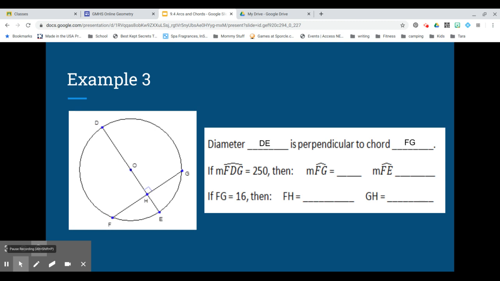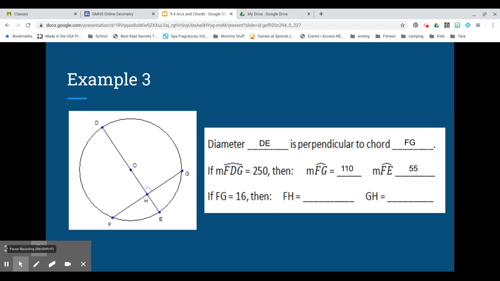For FG, that's a minor arc, and that arc together with arc FDG makes a complete circle, which is 360. So we just take 360 and subtract 250 to get 110 degrees for arc FG. Arc FE is half of arc FG by the theorem that we just read. If a diameter is perpendicular to a chord, it bisects that chord and its arc. So FE would be half of 110 degrees, which would be 55 degrees.